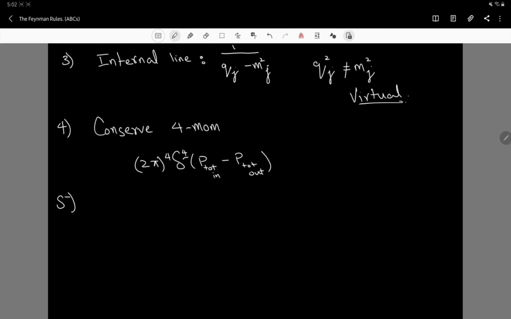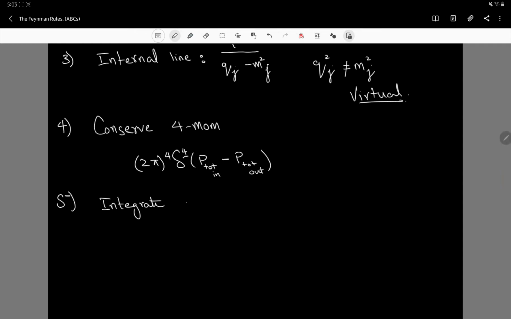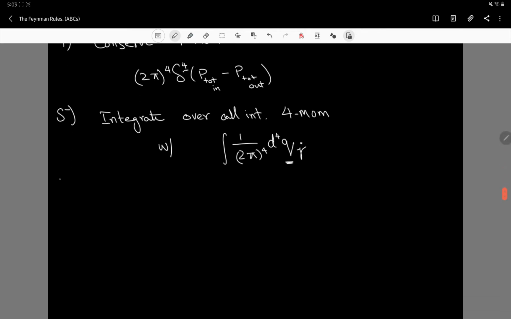Let's move on to rule number 5, which is that you integrate. So let me write it down. You integrate everything that you had written from these 1, 2, 3, and 4, right? You integrate it over all internal 4-momenta. And how do you do that is you just use this integral 1 over 2 pi raised to power 4 d4 q j, where this j is just how many internal lines that you have. Because remember, q is associated to the internal lines, right? Okay.